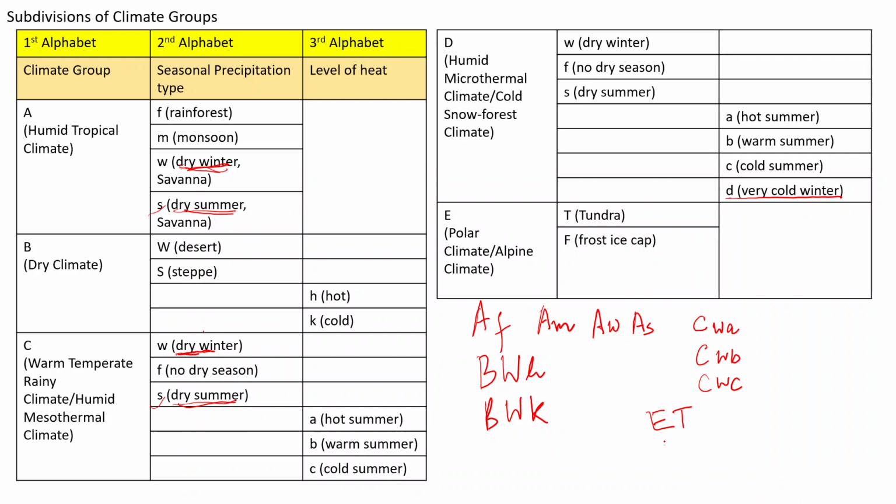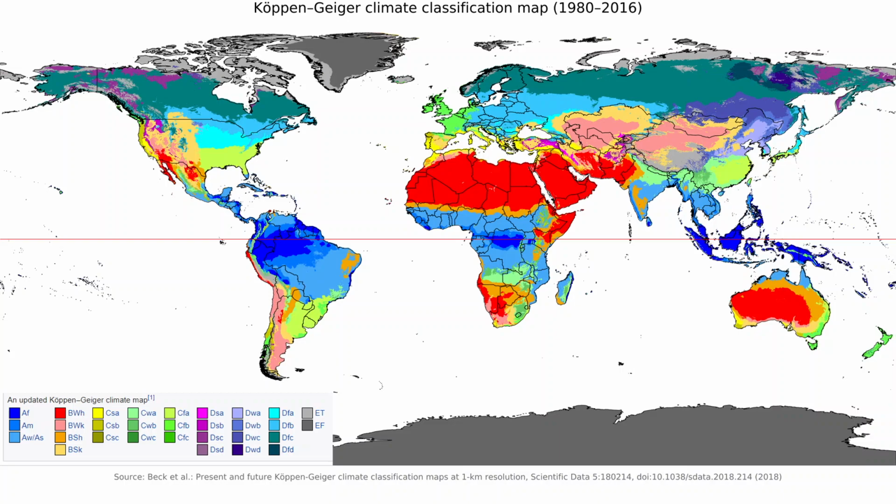And if it is EF, so it is permanent ice cap. So normally we will not get any type of vegetation in EF zone, which is polar climate, and permanent ice cap, which is normally the Antarctic region, and sometimes the Laurentide ice sheet region of the Arctic. So having discussed this climatic division of Köppen, let us have a look at each of them one by one.